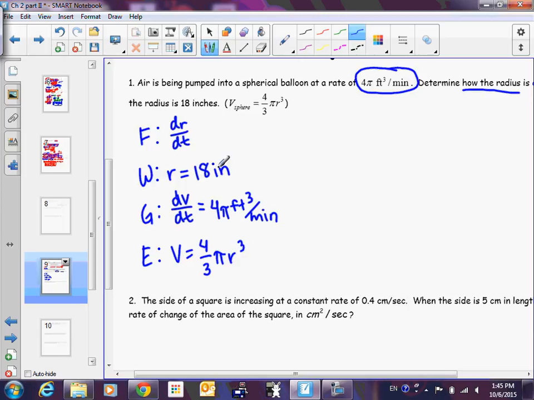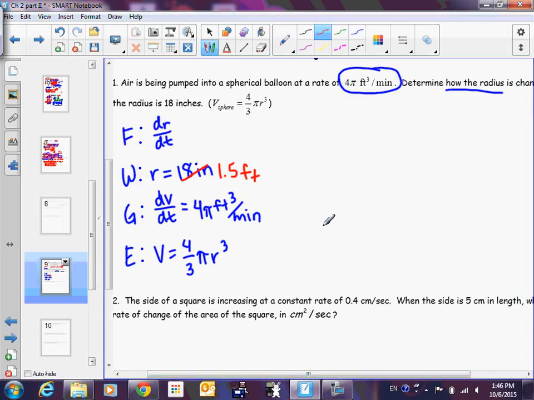Okay, our units are not matching up. I have inches and I have feet. Which is easier to change? The inches, definitely. How many feet is 18 inches? 1.5. So we could write that as 1.5 feet. Okay, got to make sure these match up. All right, so up here, I'm going to rewrite the formula.